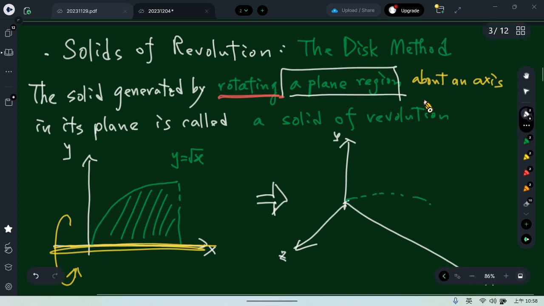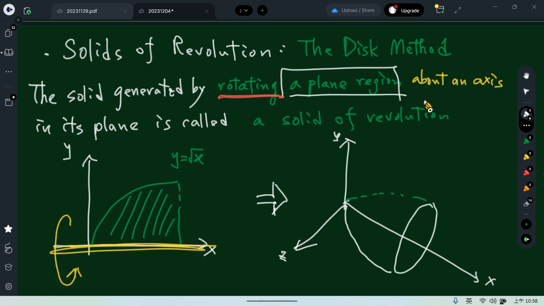If you rotate it, you can get this solid, right? So try to imagine it. If you just use this, rotate it, and you can get a solid. So if I give you this, and give you the rotating axis, then what is the volume of this solid?